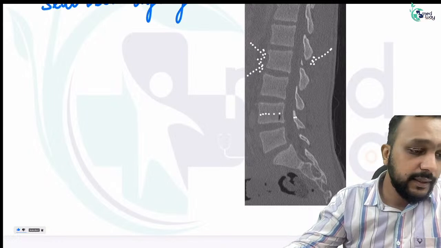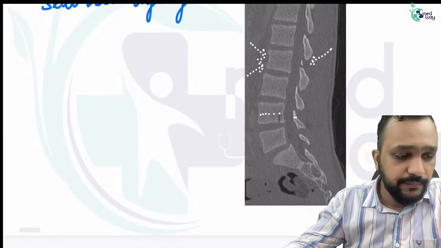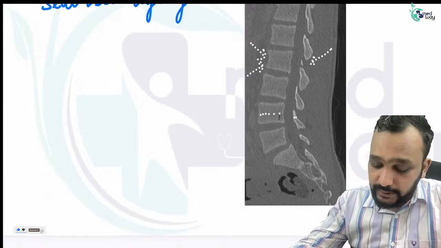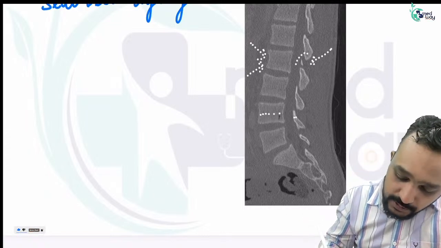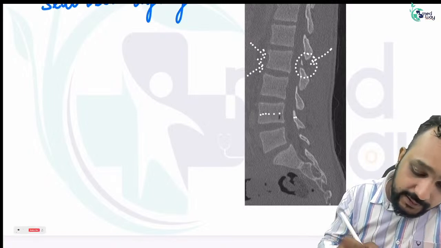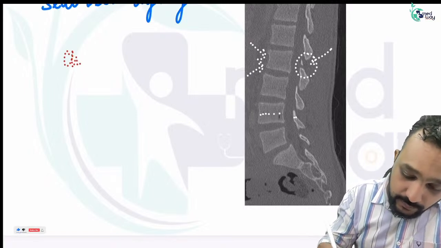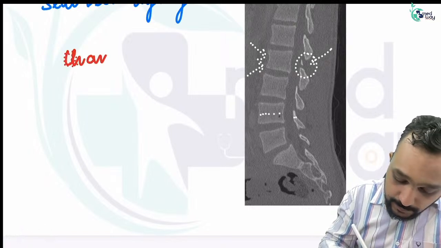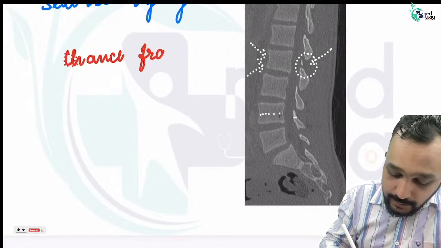Along with the decrease in the height, you could see that there was involvement of the posterior element, which is characteristic of a Chance fracture, right?